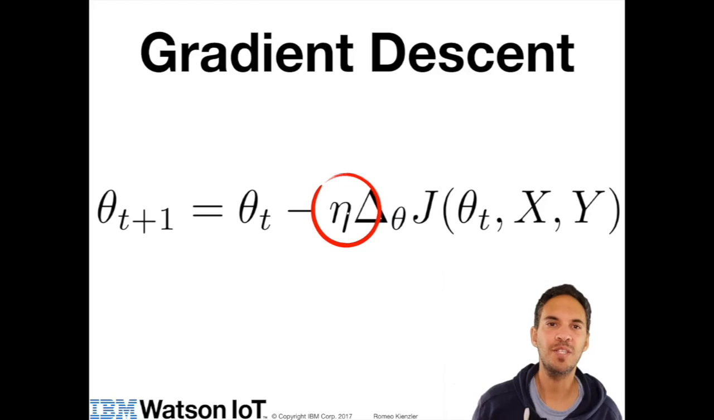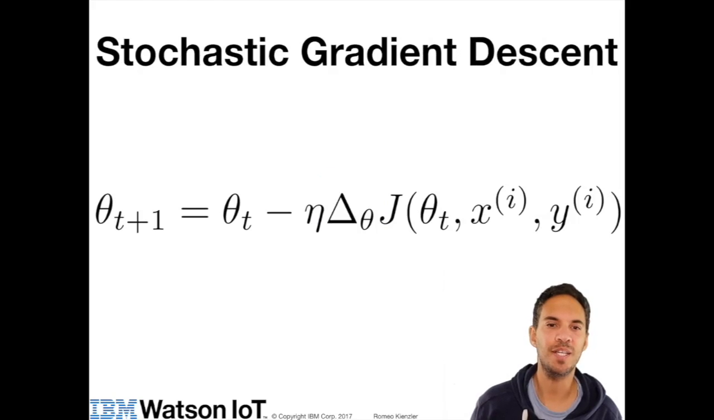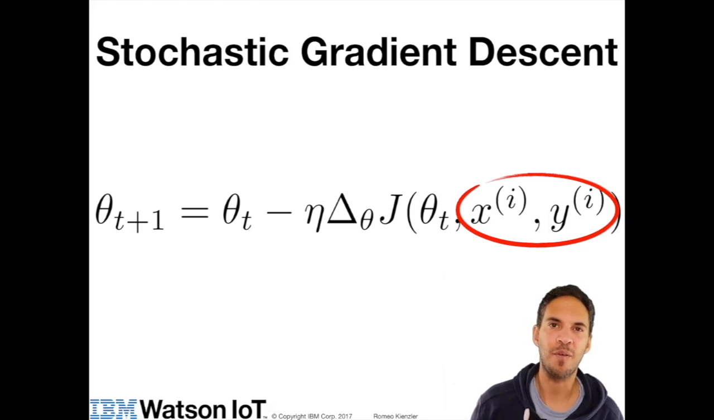So there's a variation. This is called stochastic gradient descent, and the only difference is that you are not computing the gradient on the complete matrix X and the complete matrix Y. You just take one training example. This is xi and yi. So once you have computed the gradient, you update already the parameters theta.